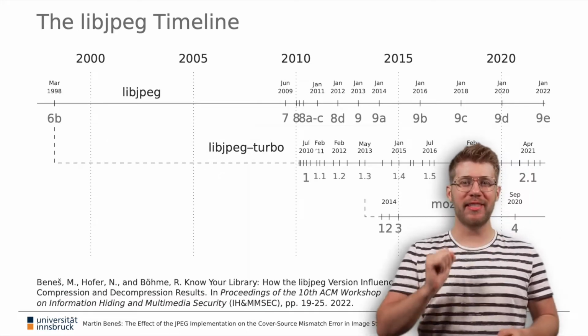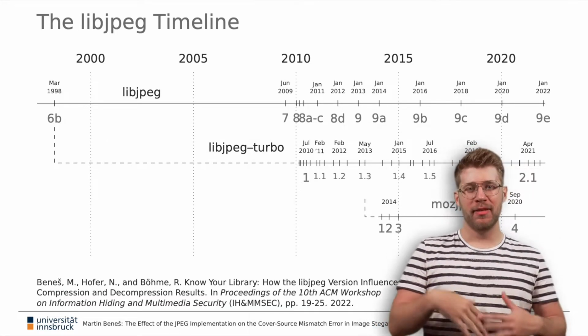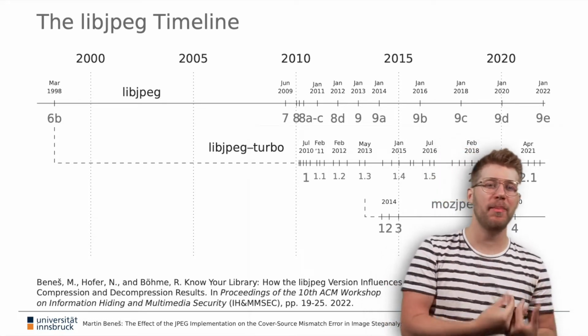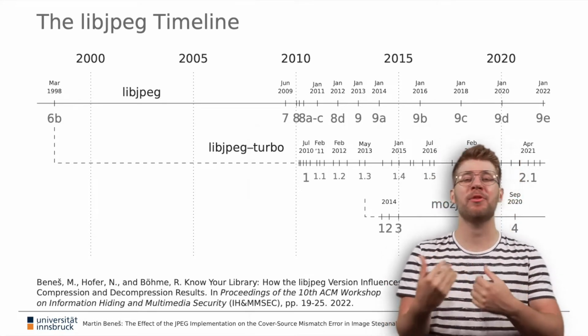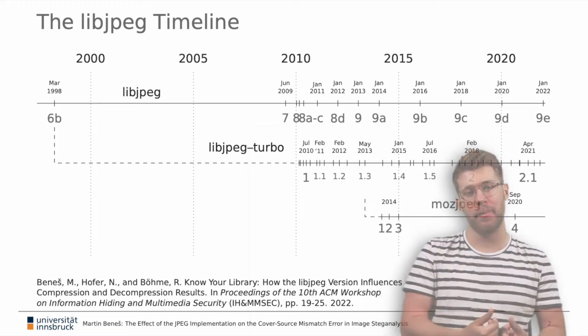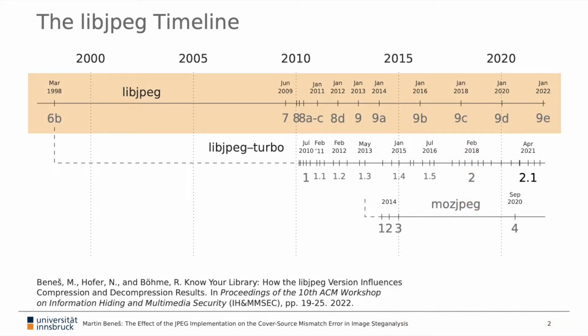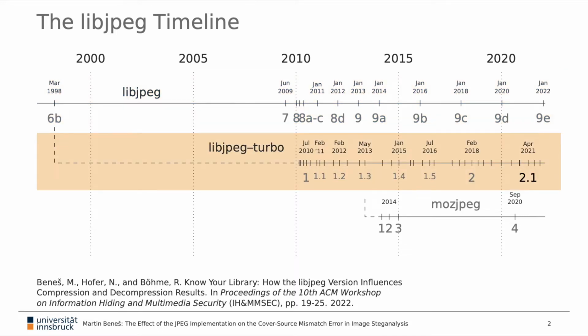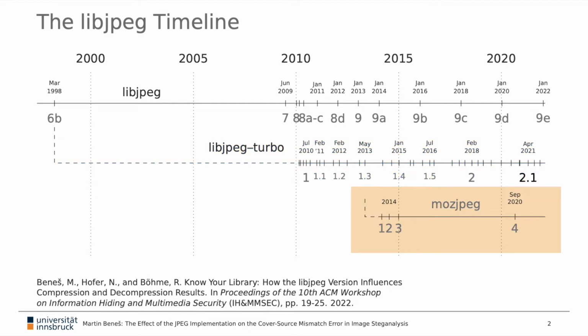JPEG is a popular standard for lossy image compression. The de facto standard implementation for JPEG compression and decompression is libjpeg, an open source C library. Since 1998, 13 new versions of libjpeg were released. Popular forks of libjpeg are libjpeg Turbo, which uses accelerated SIMD instructions, and mozjpeg, that is optimized for the web.